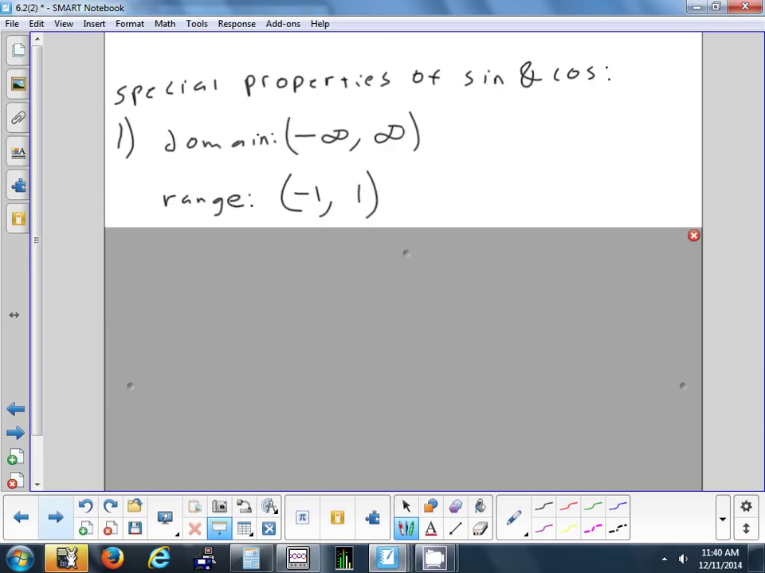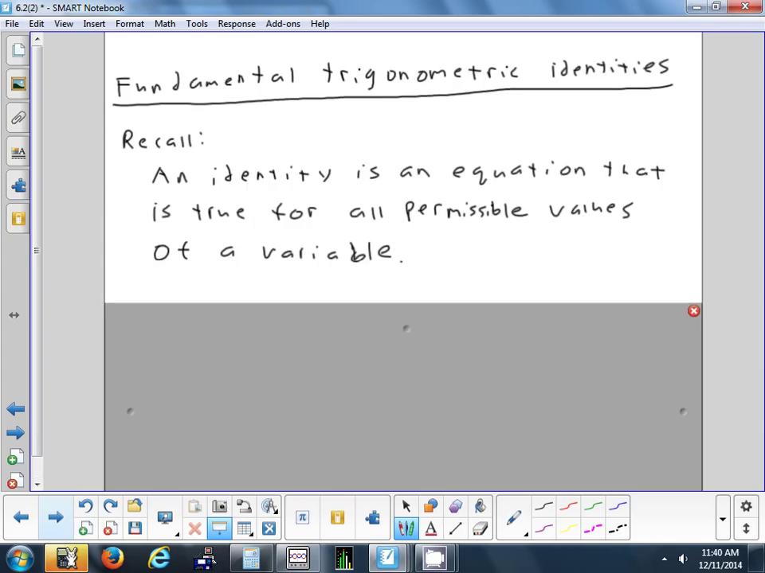So just as a reminder, maybe I should put up what an identity is first. An identity is an equation that is true for all appropriate values of the variable. It's an equation that's always true. So in other words, it works with any angle you can think of. It doesn't just work for certain angles. It works for all of them.